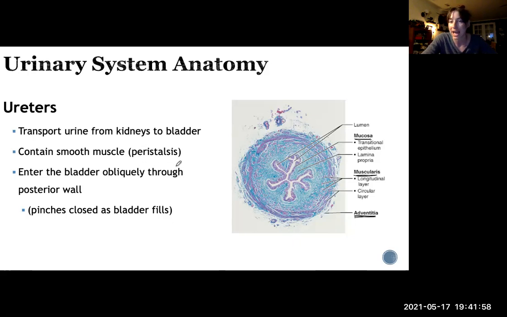Peristalsis is the name for that muscle contraction rhythm or pattern, and we'll talk more about it in the digestive system, okay? The ureters enter the bladder. If this is an anterior view that you're looking at, the ureters will enter the bladder from behind and slightly underneath. This is important because when the bladder expands, it causes the ureter opening into the bladder to get pinched closed so that you don't overfill the bladder.